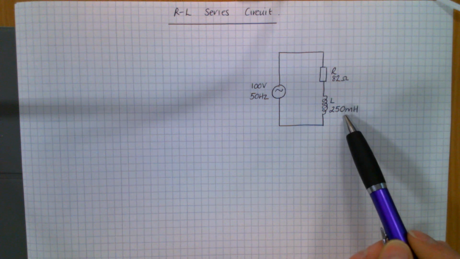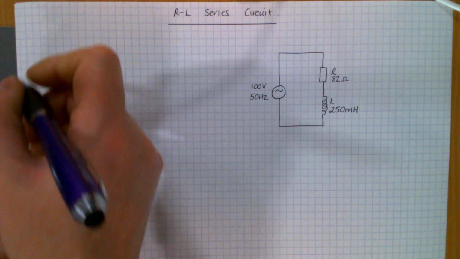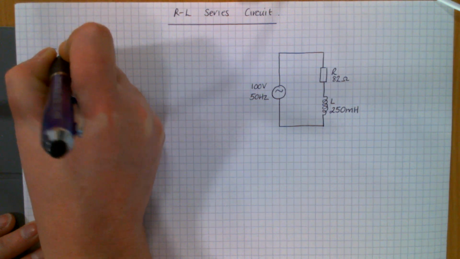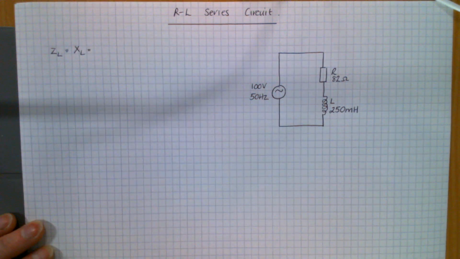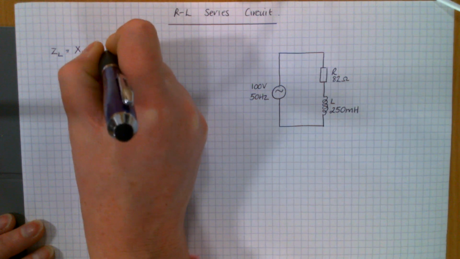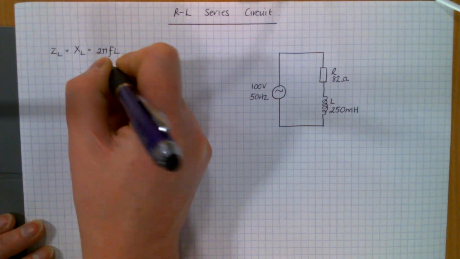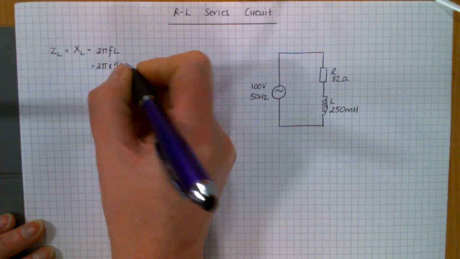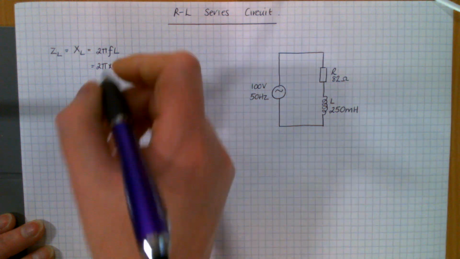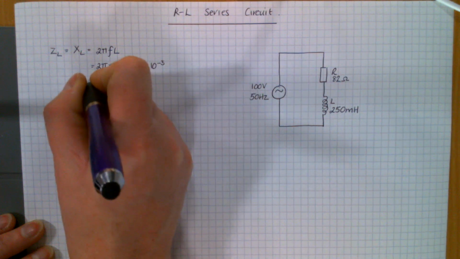And you also need to know what the impedance is due to that inductor. And if you remember from last week, the impedance due to an inductor, we'll say that ZL is XL. So that's the number of ohms that you get because of that inductor. And XL is 2 pi FL. So 2 and pi are just numbers. F is the frequency of the supply, that 50 Hertz. And L is the value of that inductor. So that's 250 times 10 to the minus 3 for the milli.